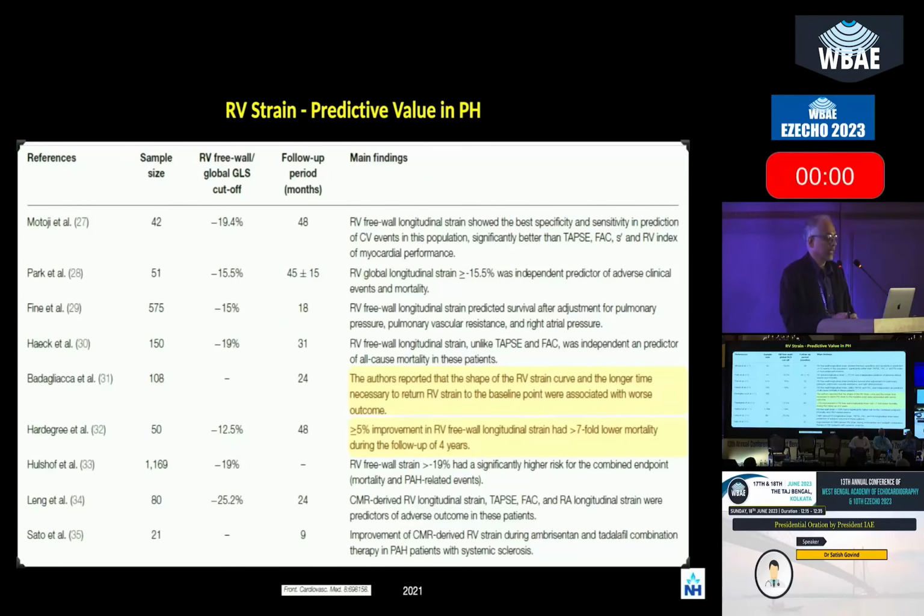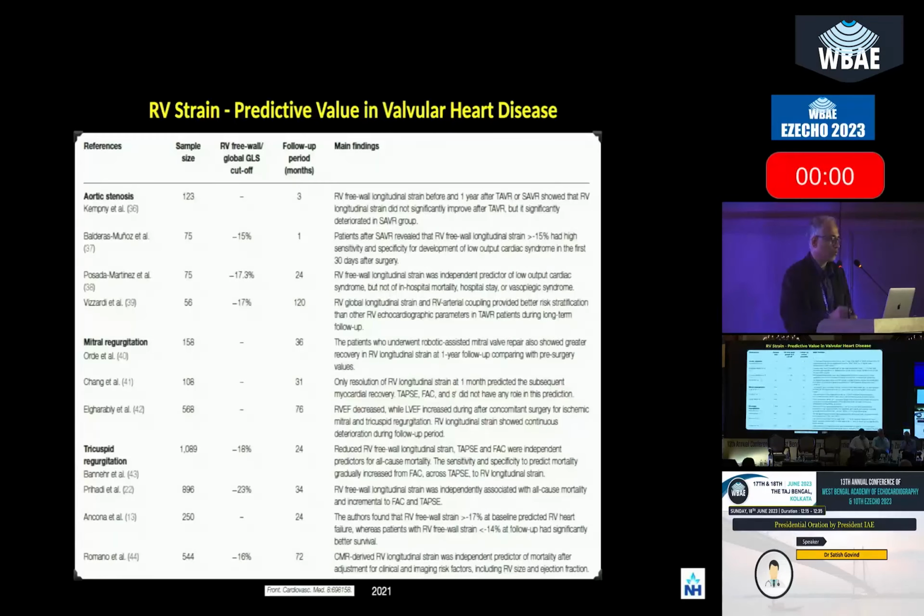Now, what about its predictive value in pulmonary hypertension itself? Two studies tell us not to just look at the numbers, but to look at the shape of the RV curve itself, and how long it takes. So we are going to look at it very carefully, and then you can also use it as a monitoring parameter. If it starts to show improvement, in one study they showed that over a follow-up of 4 years, the mortality started to come down. So you can use it as a monitoring parameter also.